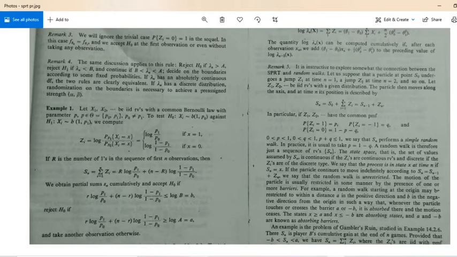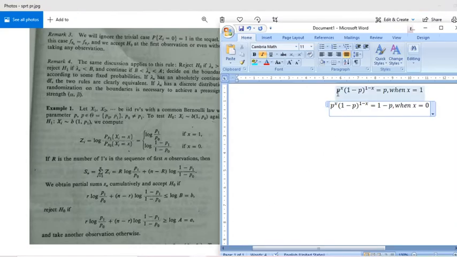That is equal to what is actually P(X equal to x), that is p raised to x into (1 minus p) raised to 1 minus x, because it is Bernoulli. So that will be p when x equal to 1, and p raised to x into (1 minus p) raised to 1 minus x equals 1 minus p when x equal to 0, since p raised to 0 is 1. So we can substitute those density function values here.